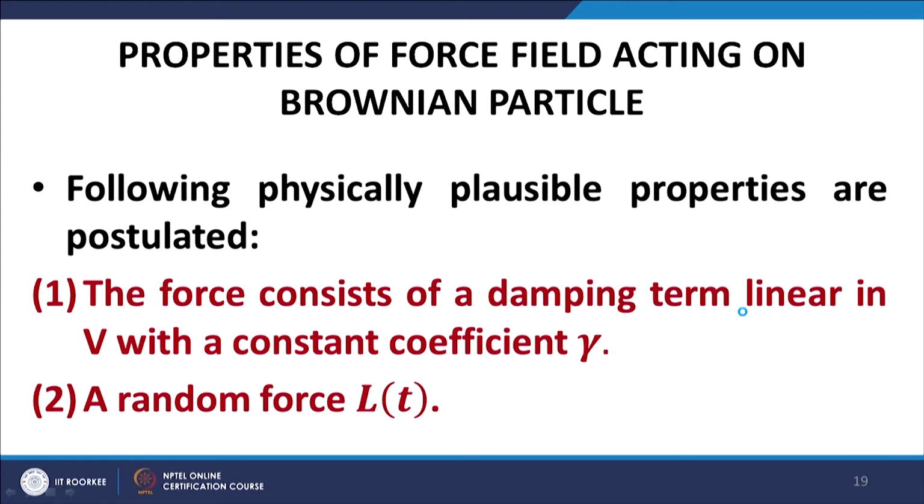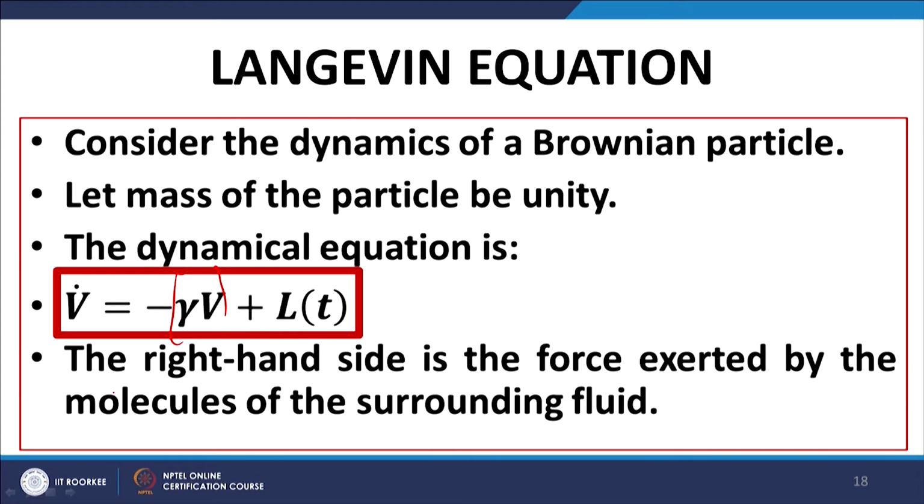Now, what is the property of the force that we are talking about in the current context? In this particular equation, we have introduced a damping term as well. The first term, minus gamma v, is a damping term, and it operates linearly in velocity. In the absence of any force, it will cause the dissipation of energy, and in the absence of any L(t), that is any external force, the particle will gradually come to rest due to the damping term.